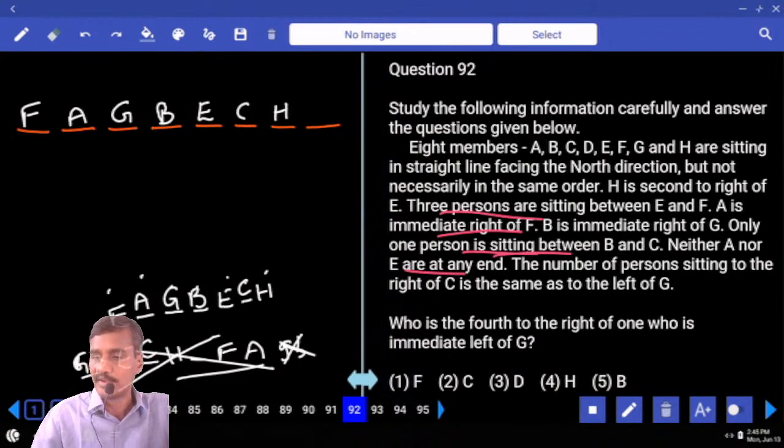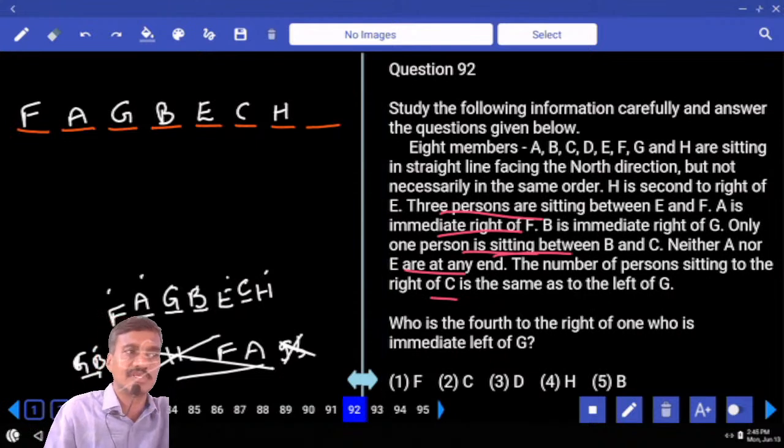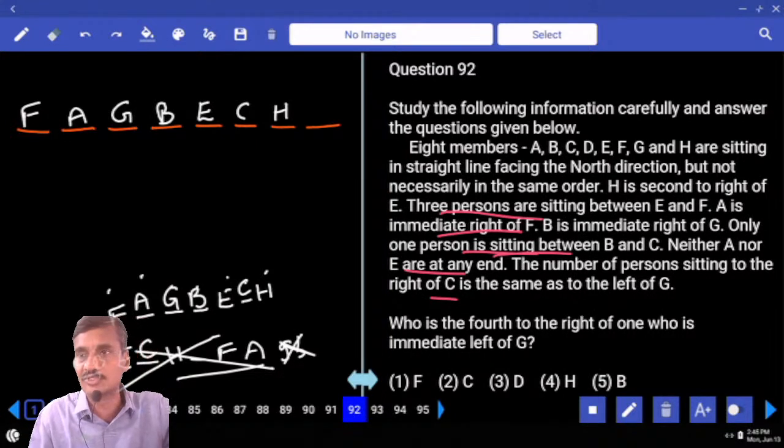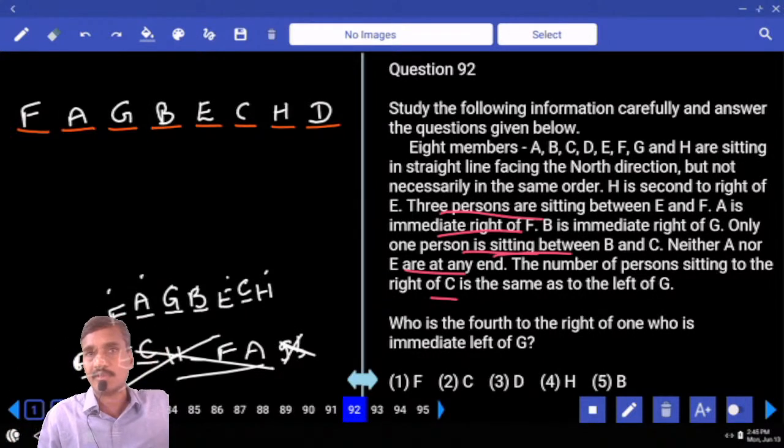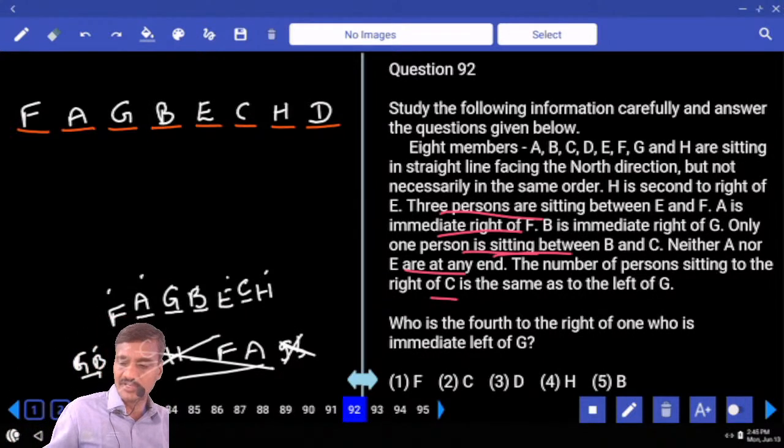Only one person between B and C, and neither A nor E are at any ends of the row. Number of persons sitting to the right of C is same as to the left. Left of G, there are 2 persons, and right of C, there must be 2 persons. And so who is the person left out? D is the person left out. Now here in this one, if you observe, how we have solved this one.